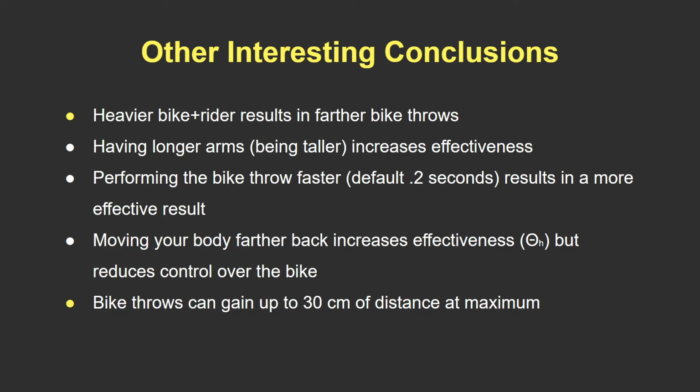So we found that heavier bike-rider combinations resulted in farther bike throws. Having longer arms or being taller increased effectiveness, and doing the bike throw faster, so doing that overall motion even quicker, resulted in a more effective result. Also, moving your body farther back increased effectiveness, but reduced your control over the bike. And we found that the maximum distance for a realistic bike throw was about up to 30 centimeters.